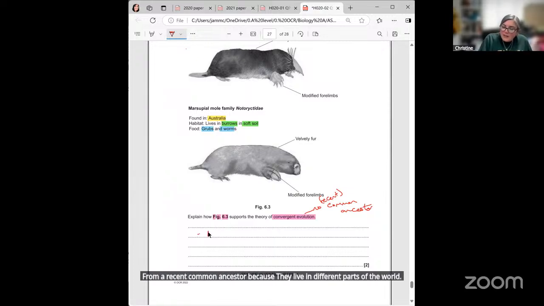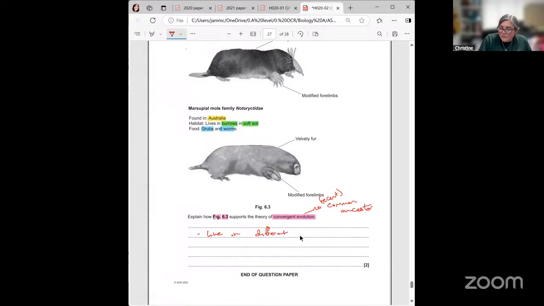So the fact they live in different parts of the world means they do not share a recent common ancestor.